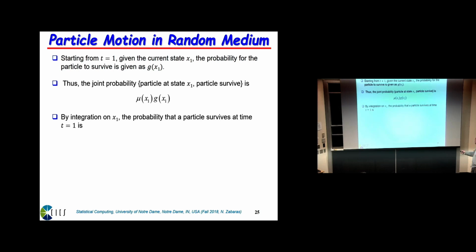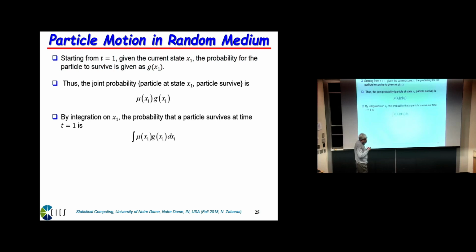Now, obviously, when I say if I knew x1, I don't really know x1. So we have to marginalize on x1. So really, the probability that the particle survives at time 1 is this integral. You see that? Again, if we knew x1, first we have to sample it, and then the particle has to survive. And because we don't know x1, we need to average over all possible values of x1.